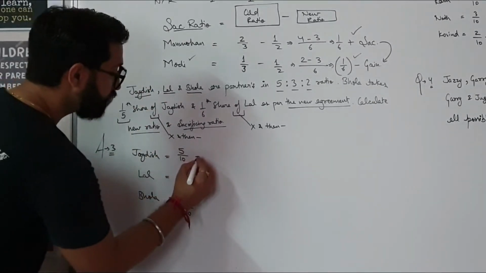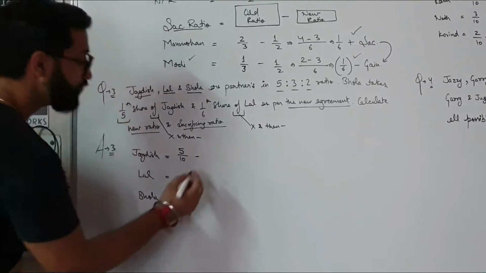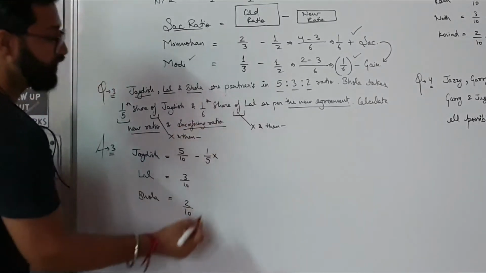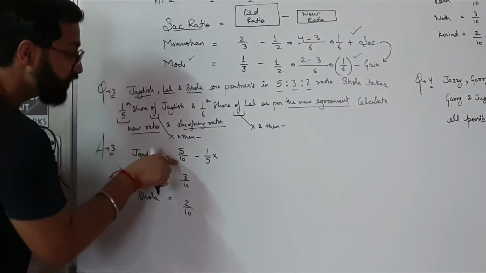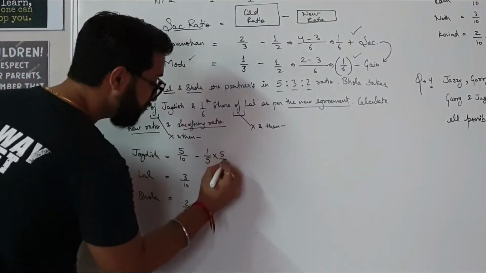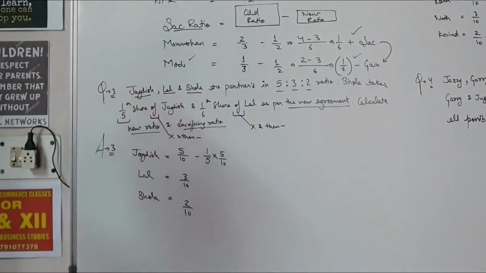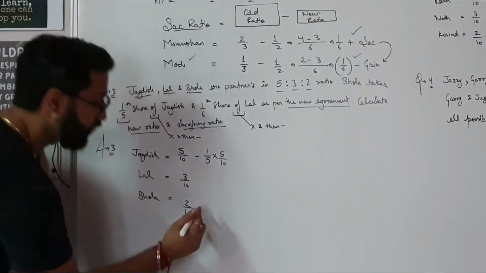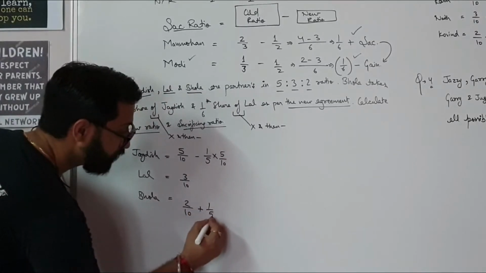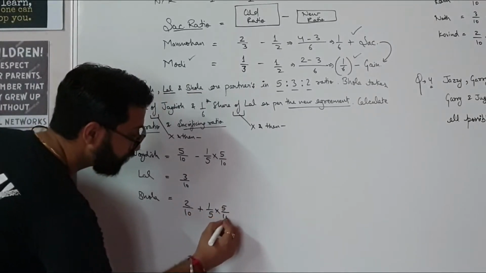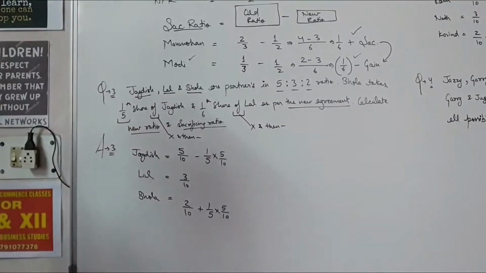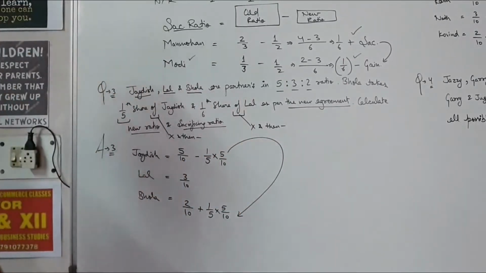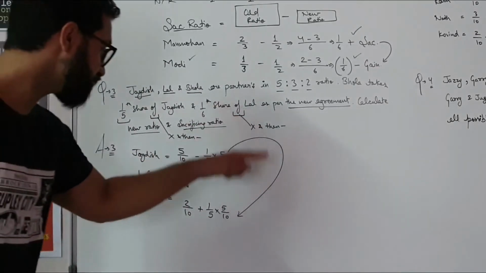Therefore Jagdish sacrifices how much? 1/5 share of his share. Of means multiply. His share is 5/10. And the sacrificed part of Jagdish will be given to Bhola. Jagdish sacrifices and Bhola gains.